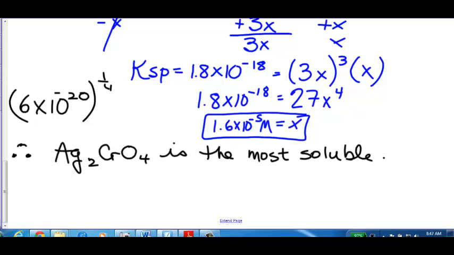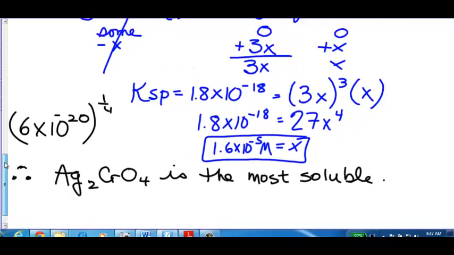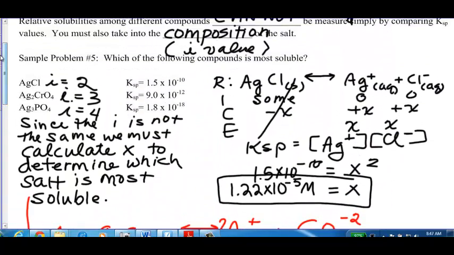Remember, we would not have to go through all that math if they had the same I value. Then you could just go with whoever has the largest KSP is the most soluble. And if you look here, you can even see that this one did not have the largest KSP. A had the biggest KSP. So you can't just look at KSP when they dissociate into different numbers of ions. Questions on that? Relative solubility.